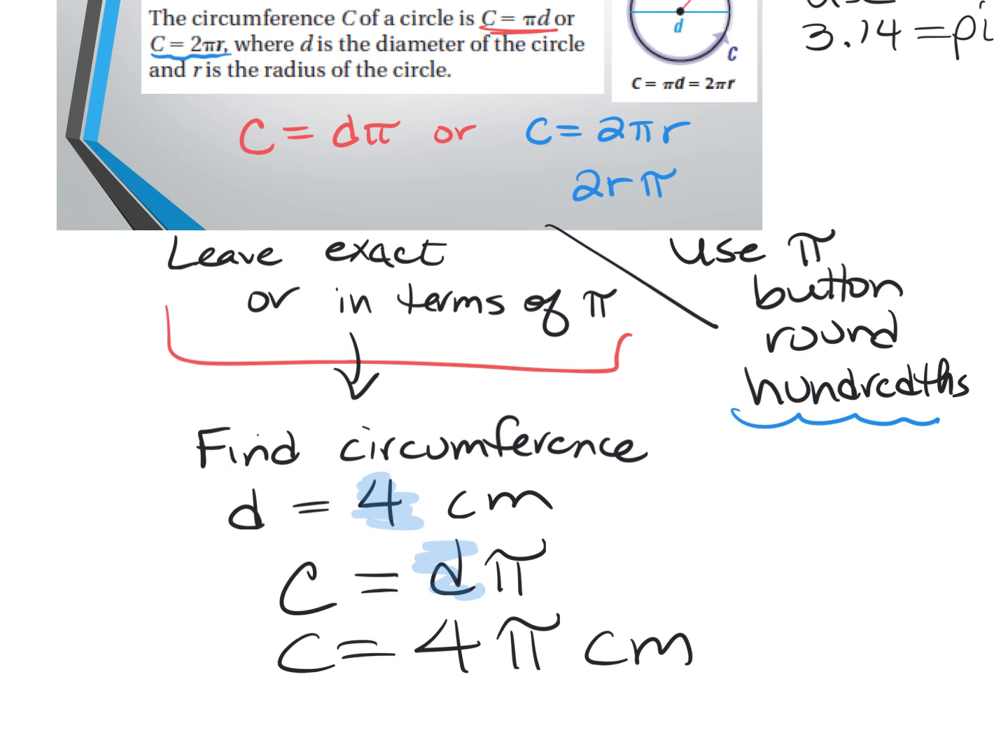So when it says in terms of pi, all you're doing is either taking out the D and putting it in if they give you a D, or if I give you an R, you would take out the R, times it by 2, and then leave the pi symbol. So that's what it means in terms of pi. We don't hit that button on our calculator. This would be an example of leaving it exact or terms of pi.